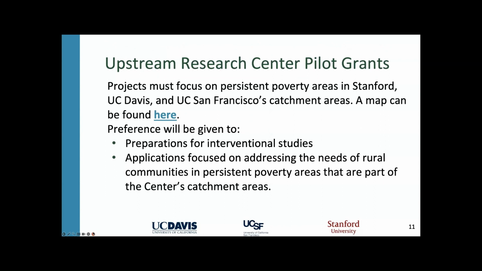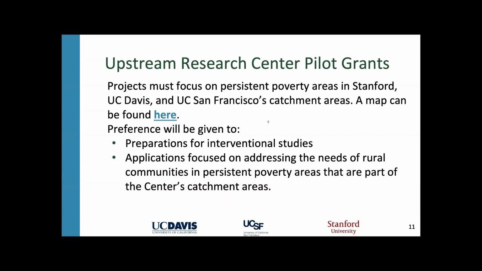Another general comment is that the pilot studies need to be focused on persistent poverty areas in our catchment area of the three institutions. Catchment area is something that the institution defines. For example, UCSF defines the area around it that they consider their responsibility, their service area, where their patients come from, where they have some programs going on. Each one of us has a well-defined catchment area, and a map can be found of those areas. I'm not sure this is active, but in the RFA, it is. So you'll be able to see where the catchment areas are.